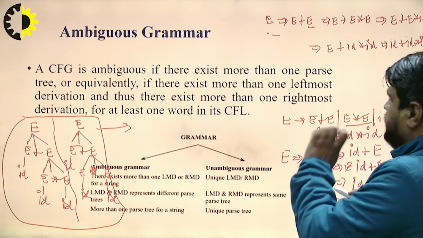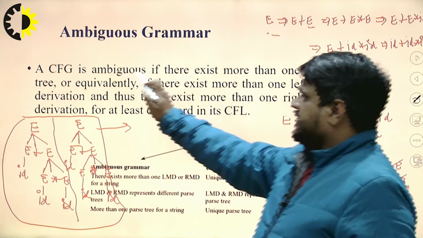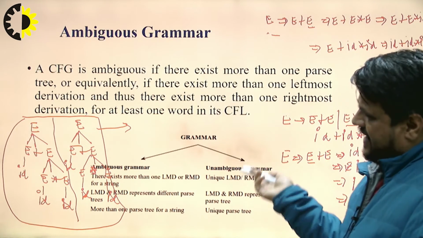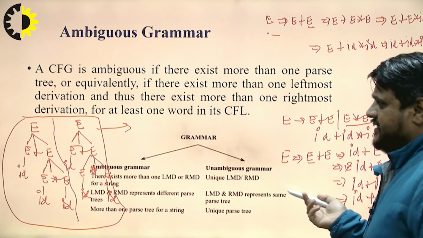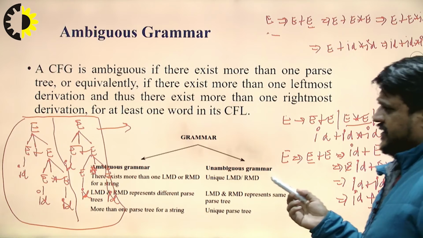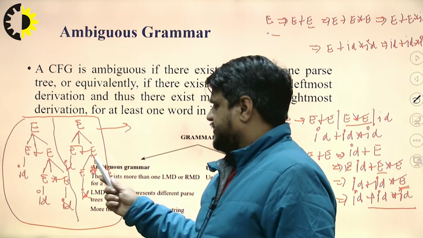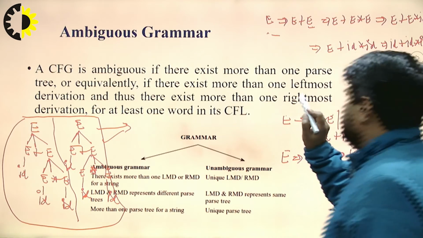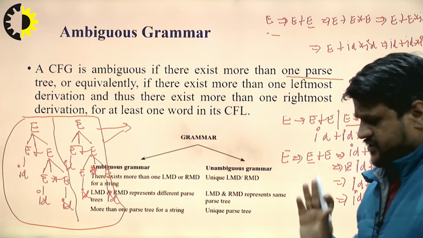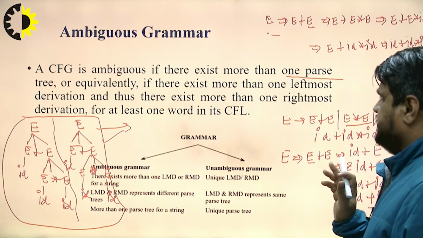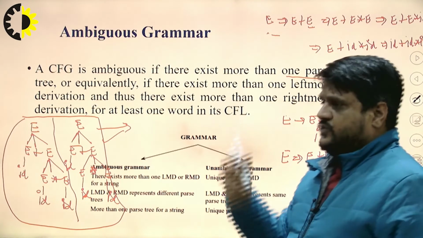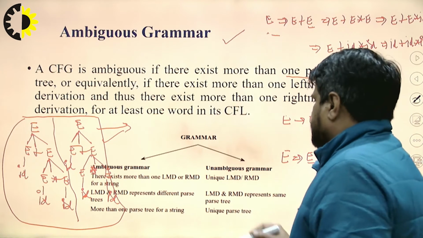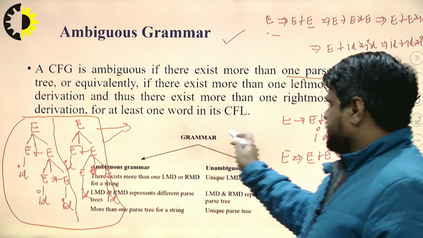Now, if you think about the ambiguous grammar, then there is more than one parse tree, either leftmost generated or rightmost generated. There is no need to specify if there is more than one leftmost derivation tree or more than one rightmost derivation tree. You can simply say there is more than one parse tree for the corresponding string of a language. If any specific string has more than one parse tree, then you can say that is an ambiguous grammar, right?